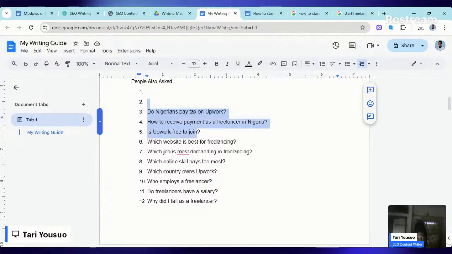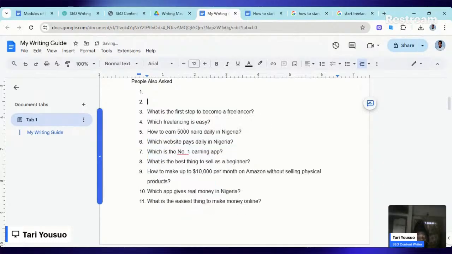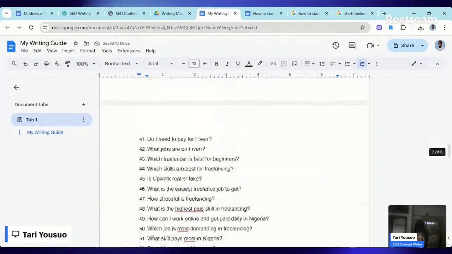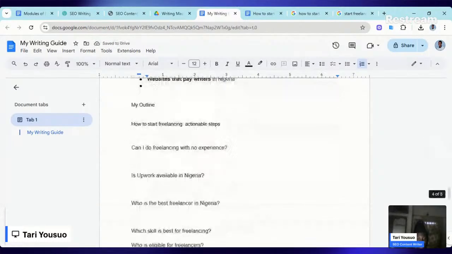So is Upwork free to join? Which website is best for freelancing? Which job is most in demand in freelancing? Which online skill pays the most? Which country is Upwork from? Who employs a freelancer? The freelancer service salary. So all those questions are hyper relevant to me.